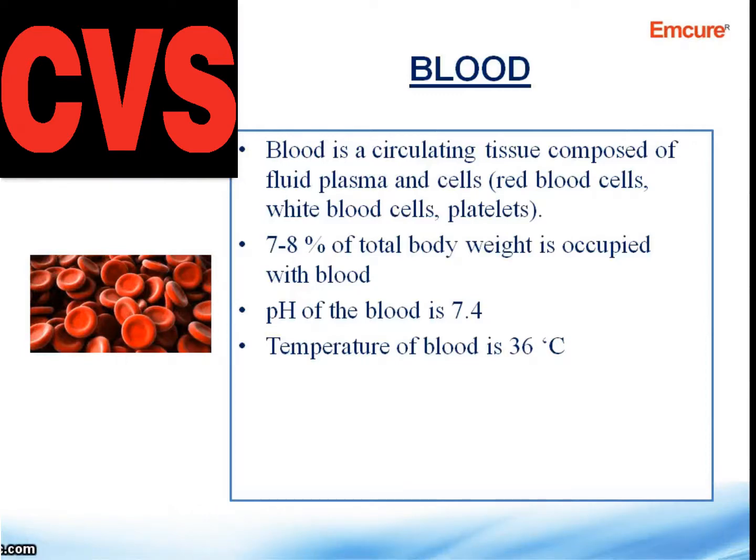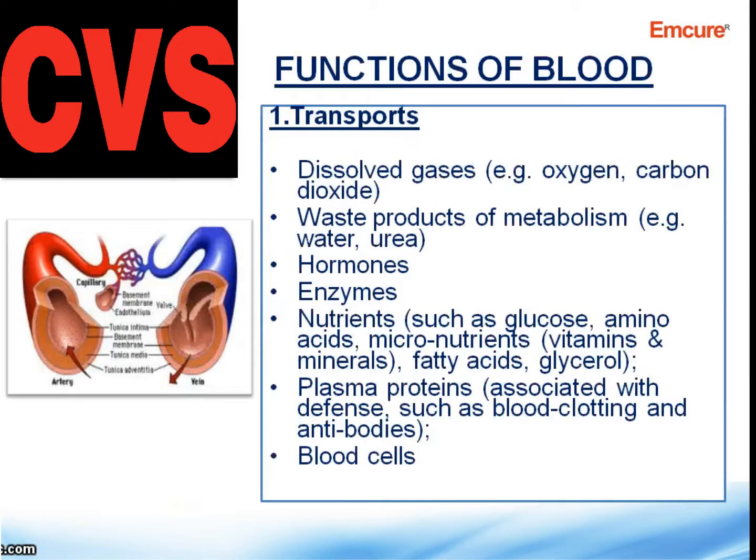Good morning, friends. Well, we are going to talk about blood. Blood is a circulating tissue composed of fluid, plasma, red blood cells, white blood cells, and platelets. 7 to 8% of the total body weight is occupied with blood. The pH of blood is 7.4, whereas the temperature is 36 degrees Celsius.